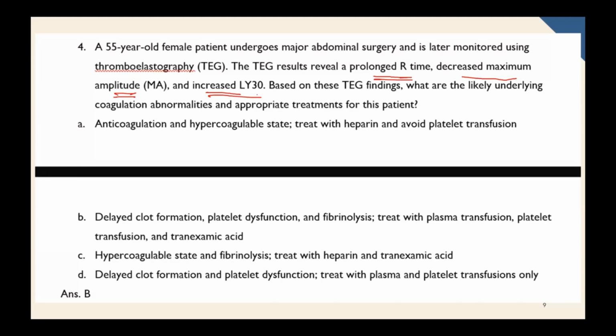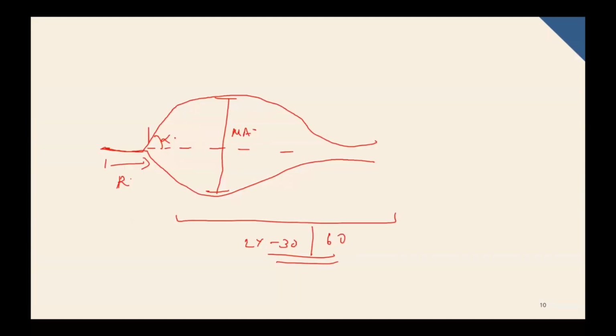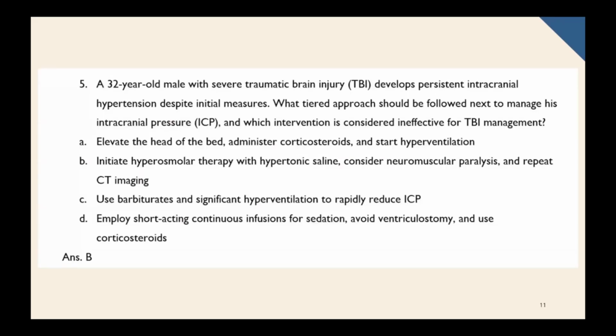So how do you manage it? You need to basically identify the coagulation abnormalities, that is delayed clot formation by the prolonged R time, platelet dysfunction, increased fibrinolysis. You treat each with plasma transfusion, you give platelets for this, and you give tranexamic acid for this. So hence B is the answer in this. So do not get confused in TEG. Go through and read again. TEG is very important and even very simple if you understand the basic concept of the graph. What does it denote? Okay.